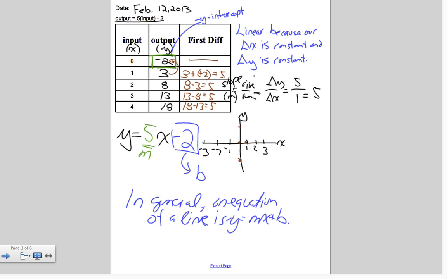Okay, so that defines the relationship between x and y that's linear. We have the slope, the rate of change, multiplied by x, and then we offset it, or we get an initial value of this y-intercept. Any questions on this?